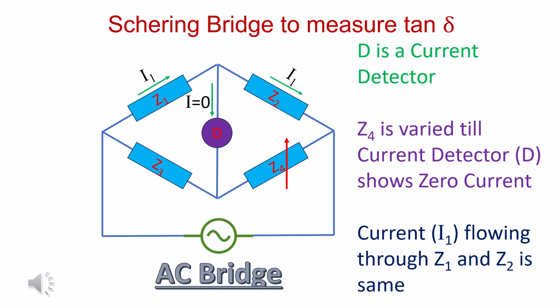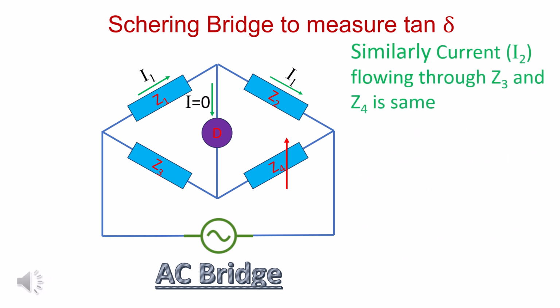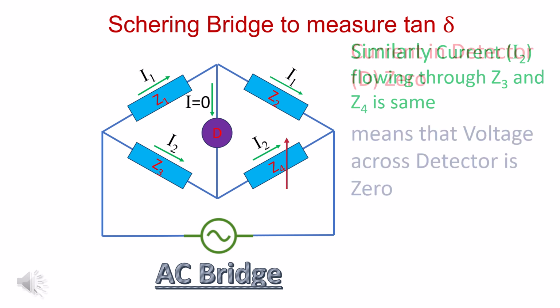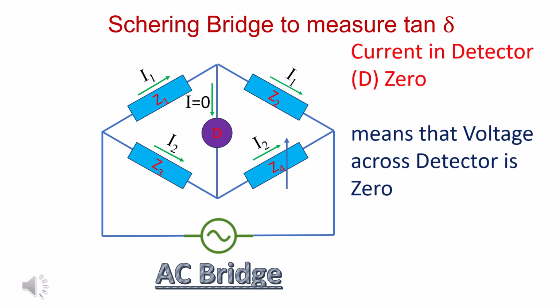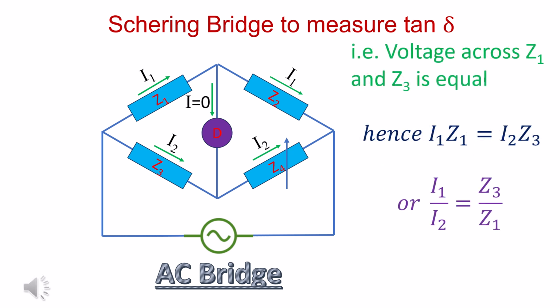Current I1 flowing through Z1 and Z2 is the same. Similarly, current I2 flowing through Z3 and Z4 is the same. Current in the detector being 0 means that the voltage across the detector is 0. That is, voltage across Z1 and Z3 is equal. Hence, I1 Z1 is equal to I2 Z3, or I1 by I2 is equal to Z3 by Z1.